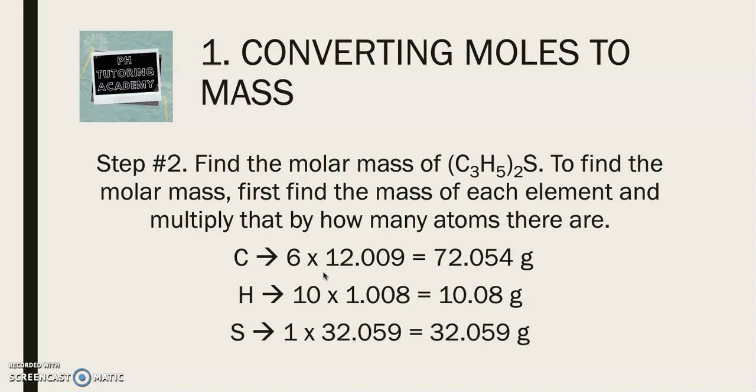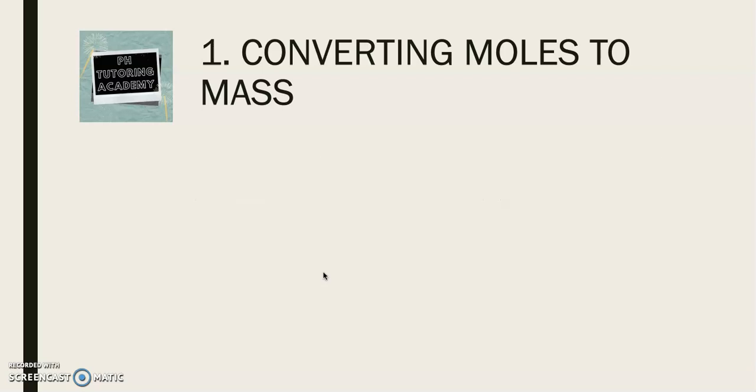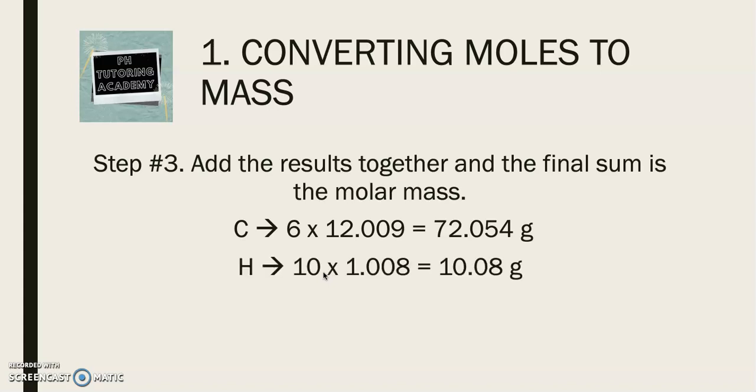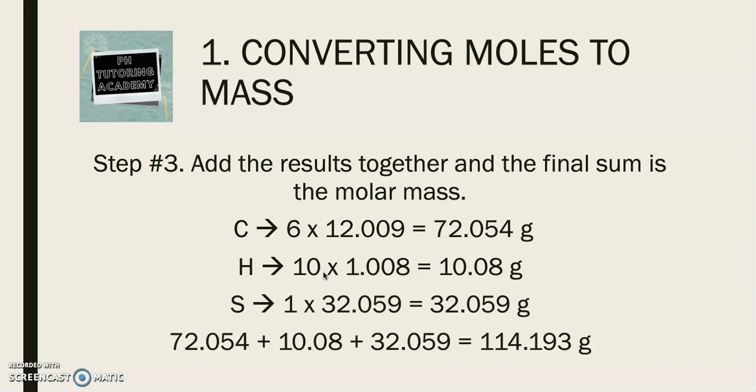Next, multiply 32.059, which is the mass of sulfur, by 1 because there's only one atom of sulfur. So now we have the individual masses of each element. Next, we add the results together and the final sum is the molar mass. So 72.054 plus 10.08 plus 32.059, which will give you 114.193 grams. So this is the final molar mass. So finding the molar mass is adding all the masses up.